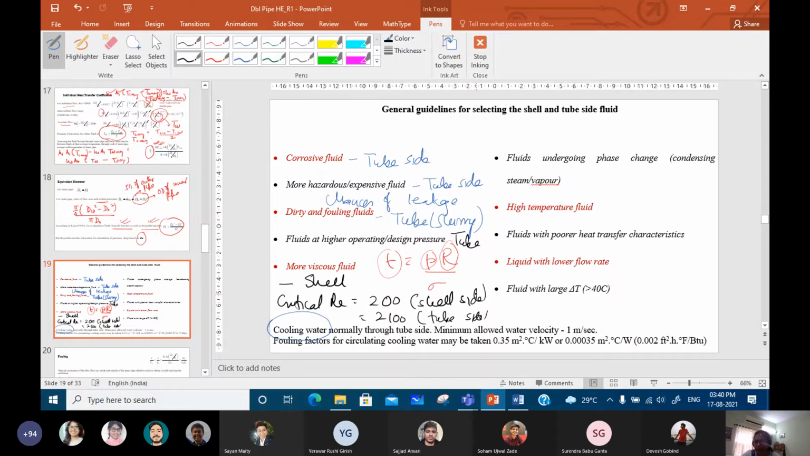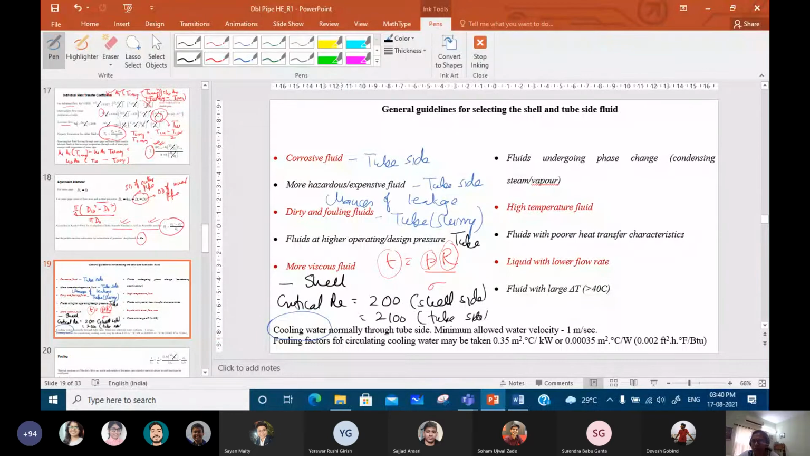But remember one thing, if you find that even after putting it on the shell side, the Reynolds number does not fall in the turbulent range, then in that case we would prefer the tube side because the tube diameter is less, so that a higher velocity can be there, and as a result maybe the heat transfer might improve due to the higher velocity. Is it clear to you?